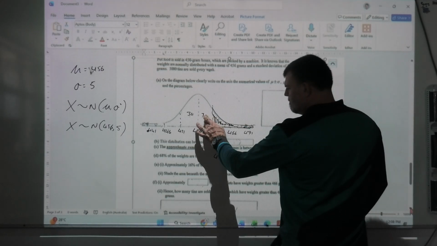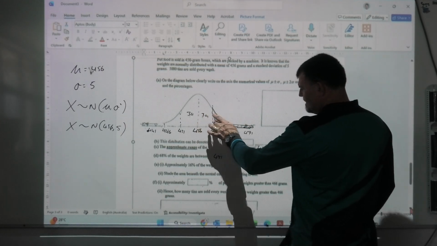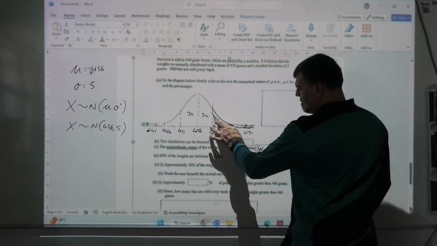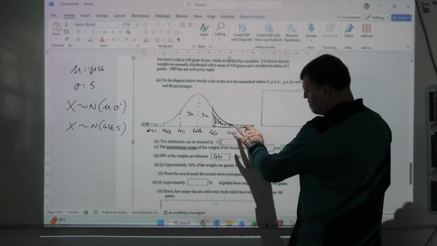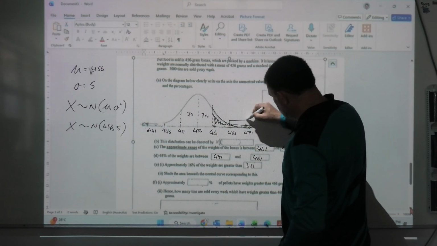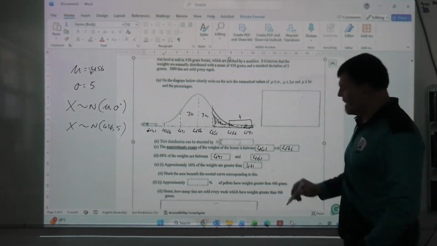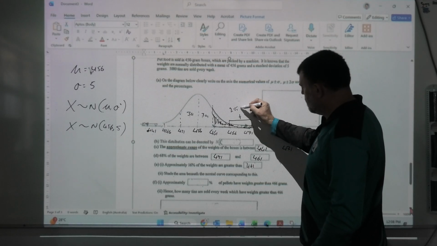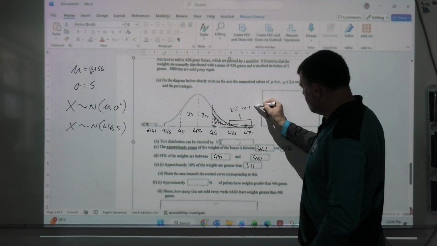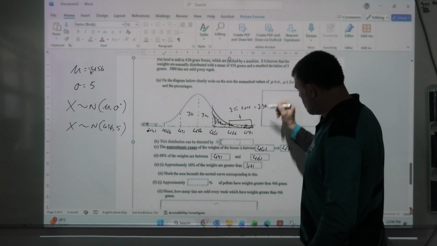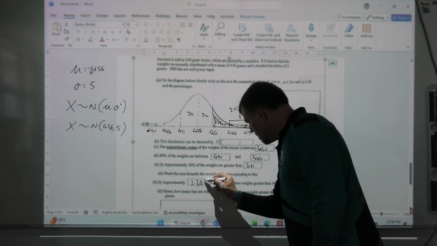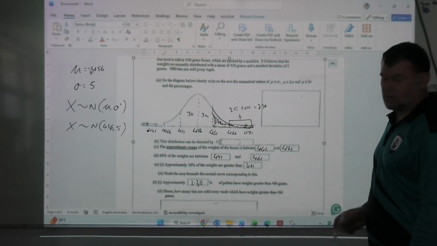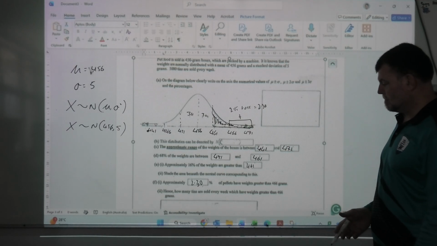Well, this was 34. This here was 13.59. This is 2.15 and this is 0.15. So what we're doing here is we're just adding these two together. So the 2.15 plus the 0.15 gives you approximately 2.30, or 2.28 if you want to be a bit more exact.